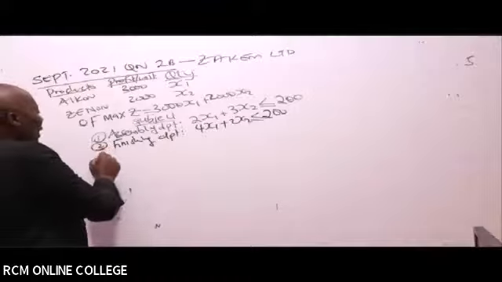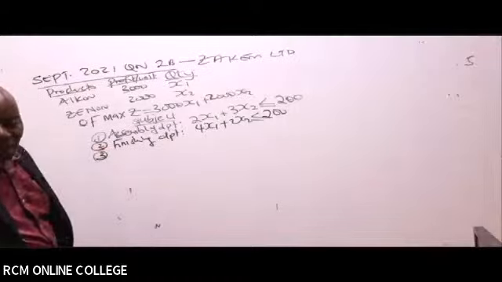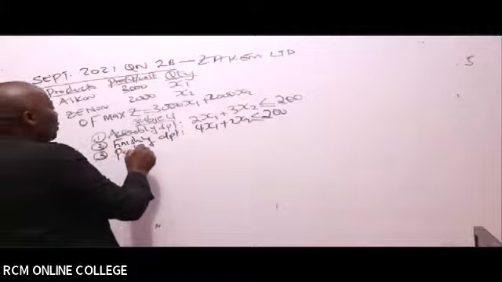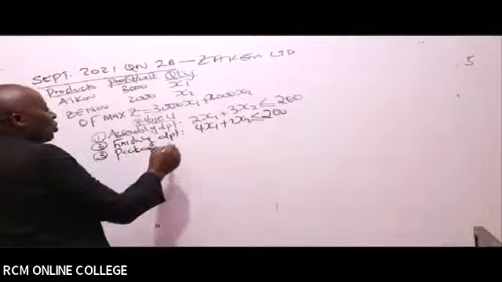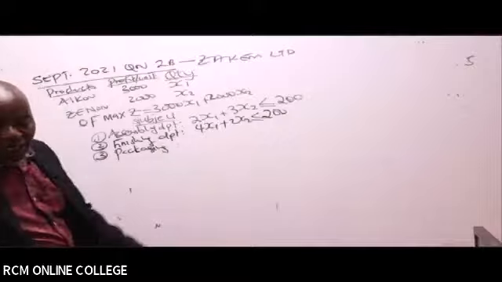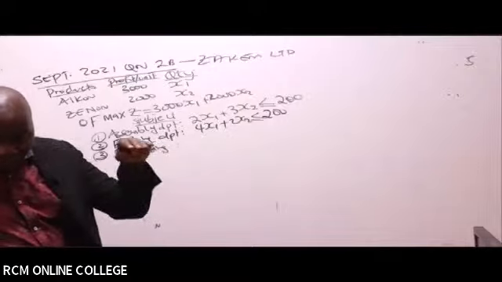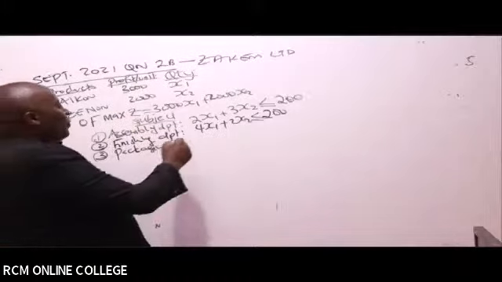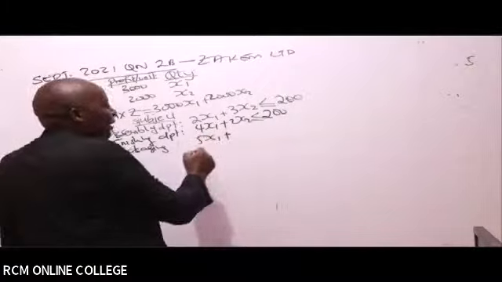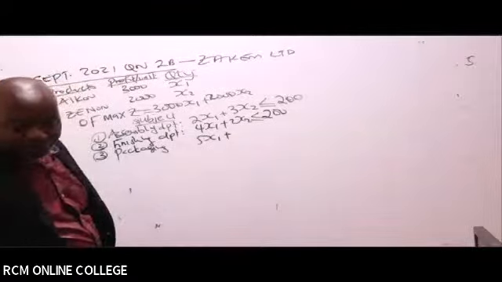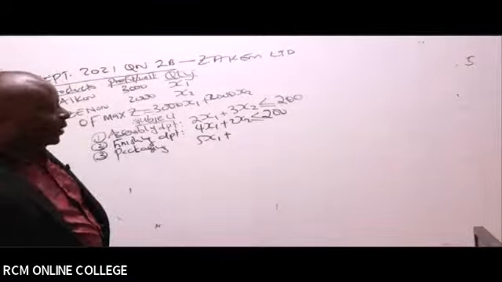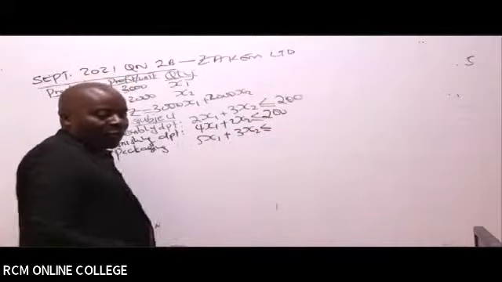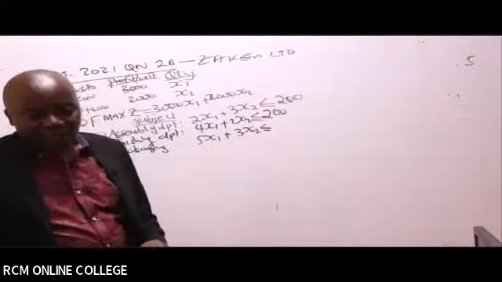Then the second last is known as packaging. What are we seeing there? I can see the packaging hours spread across the two products. So we have 5x1 plus 3x2 less than or equal to, let me read again, ladies and gentlemen.